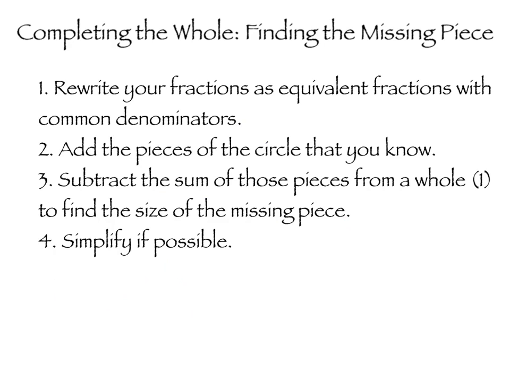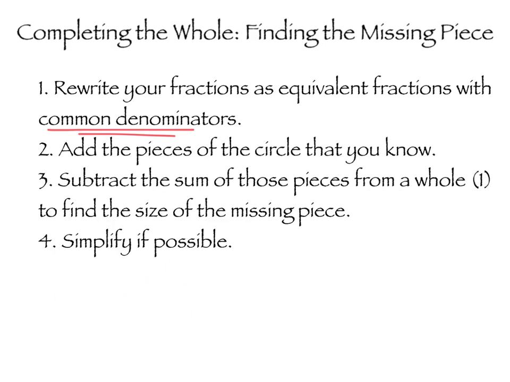So here's a summary of what we did on that last problem. I'd like you to take notes on it or screen capture it so you can reference it later. First, you rewrite the fractions as equivalent fractions, making sure that you turn them into fractions with common denominators. All right, and then you need to add the pieces of the circle that you know, and that's going to tell you how much of the whole that you already know that's been identified.